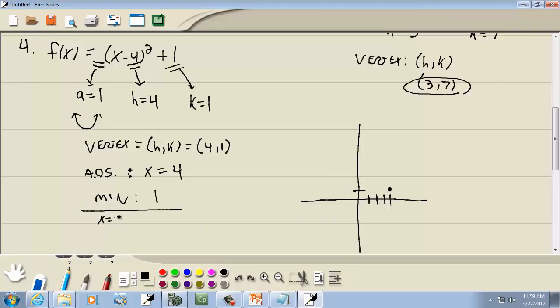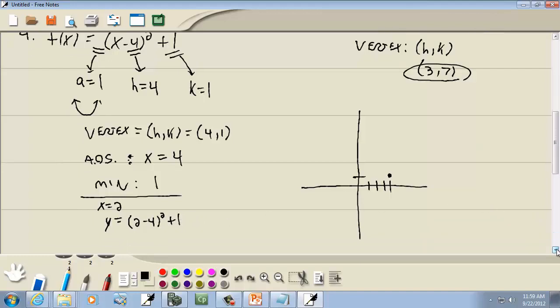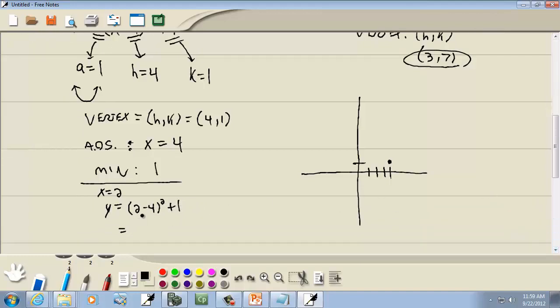So if I pick x equals 2, plug that into your function and see what the y value is. So we got y is equal to, remember, f of x and y are interchangeable, and then I'll put 2 in for the x, so I got (2 minus 4) squared plus 1. Well, 2 minus 4 is negative 2, and negative 2 squared is 4. So we got 4 plus 1, or 5. So we would have the point (2, 5). So 2, 3, 4, 5, (2, 5), I put a point.